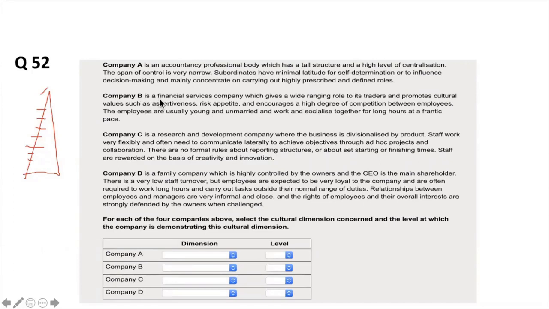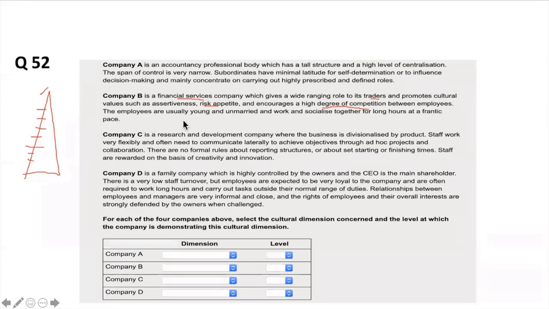So company B is a financial services company, which gives a wide-ranging role to its traders and promotes cultural values such as assertiveness, risk appetite, and encourages a high degree of competition between employees. The employees are usually young and unmarried and work and socialize together for long hours at a frantic pace.